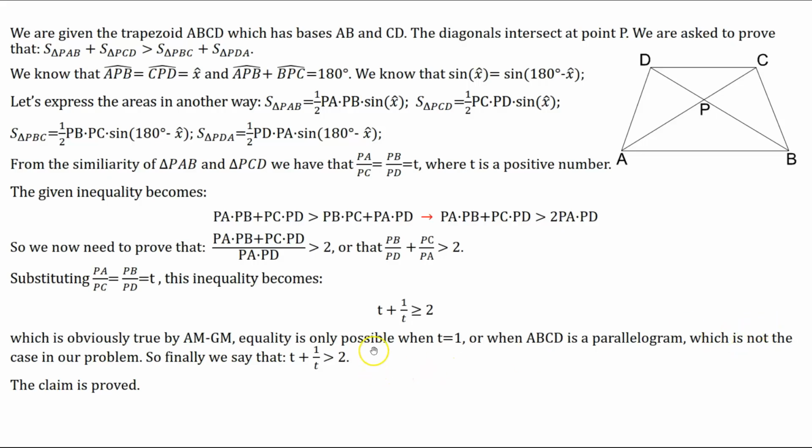And we can say finally, in this case, that T plus 1 divided by T is always greater than 2, which proves this inequality, which is equivalent to the inequality that we wanted to prove. The claim that we made is proved, and so the problem is solved.